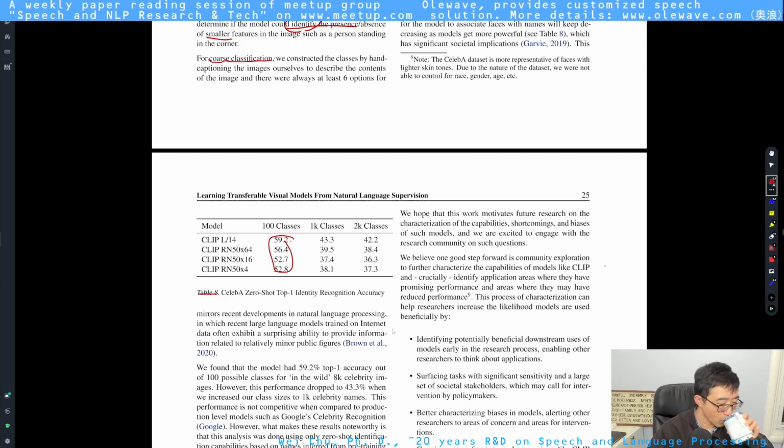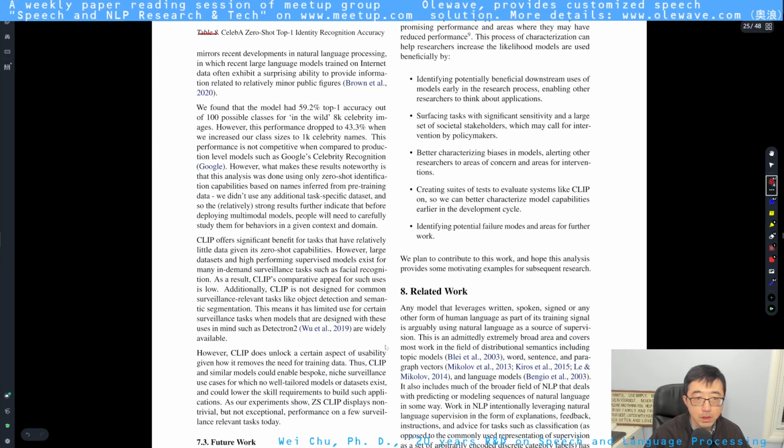So I think they also commented that for surveillance, this might not be usable compared to the supervised based model. Okay, because if you check the supervised model, they're saying that large datasets and high performing supervised models exist for many in-demand surveillance tasks. So this means CLIP may not fit for this because the accuracy is not there yet.